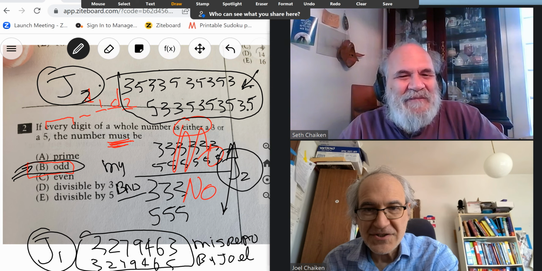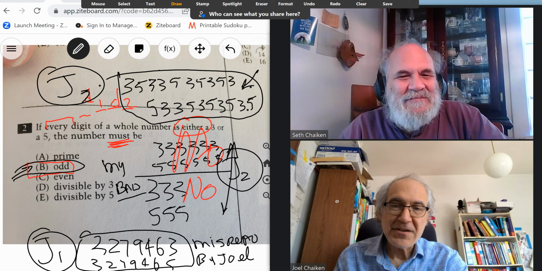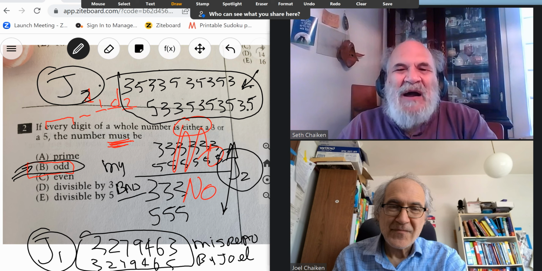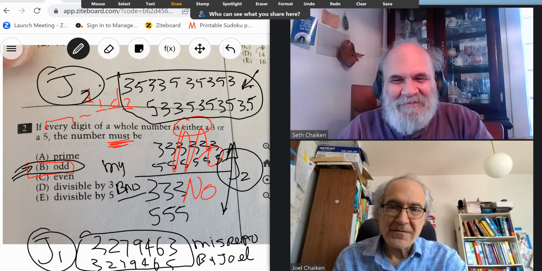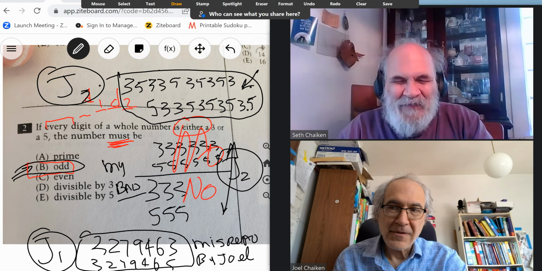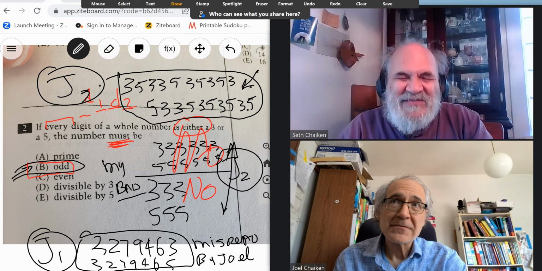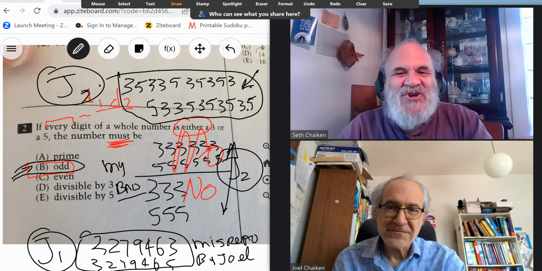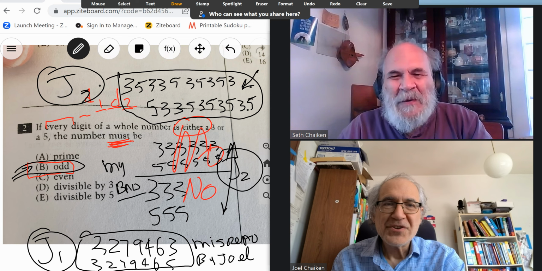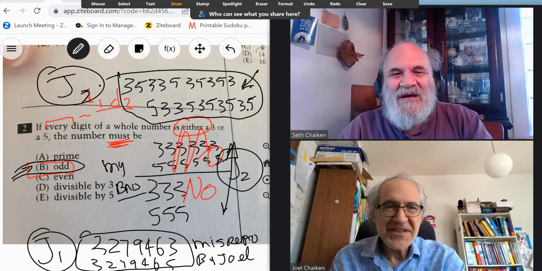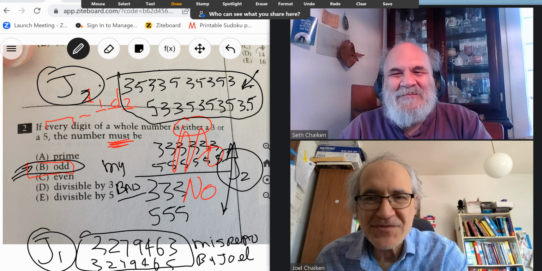If you look at J1 or J2, the answer's still odd. Okay, let's be careful. If you change the problem and assume a mistake in J1, when you assume the question hypothesizes J1, what is J1? All the digits are 3? No, J1 is the last digit is a 3 or a 5. That's J1. When I misread J1, I misread it as the last digit.